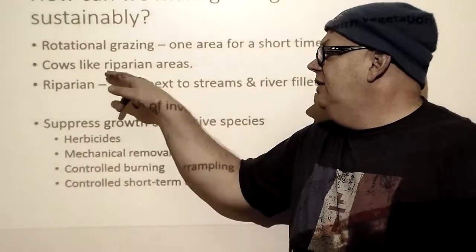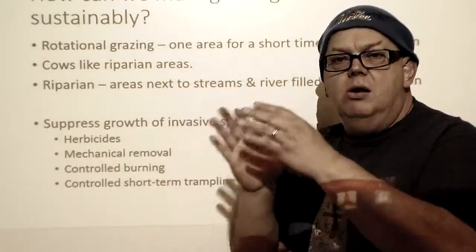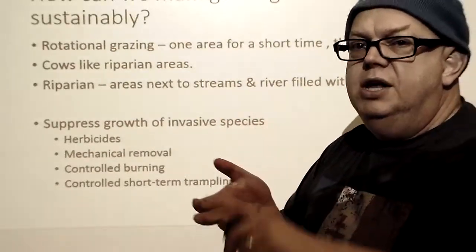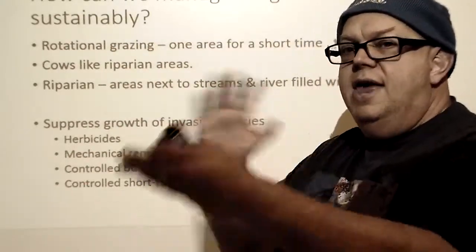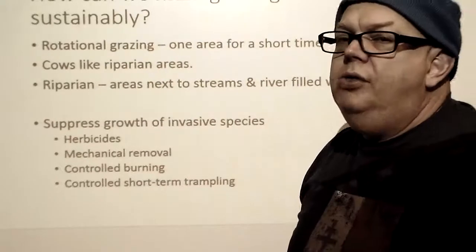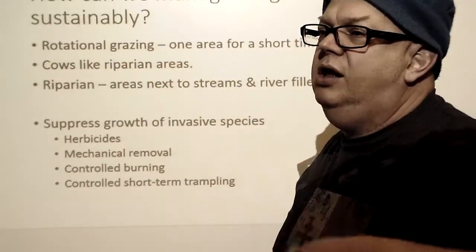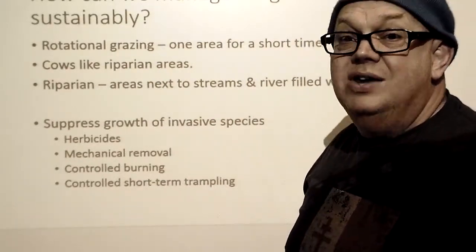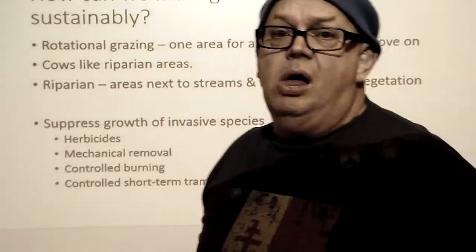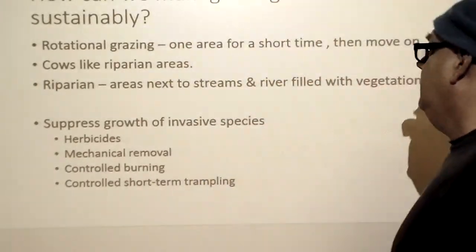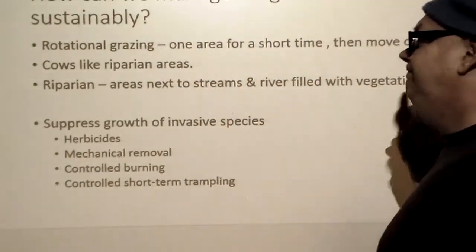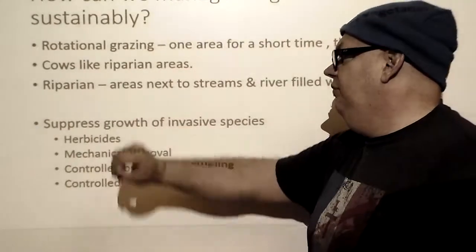We know that cows like the riparian areas. Those are the areas right next to rivers, streams, creeks, brooks that have a lot of vegetation to them. While the cows like that, the problem with the cows is, one, they do a lot of grazing, and two, they do a lot of foot stomping on there. Okay? So we have to be careful about that.